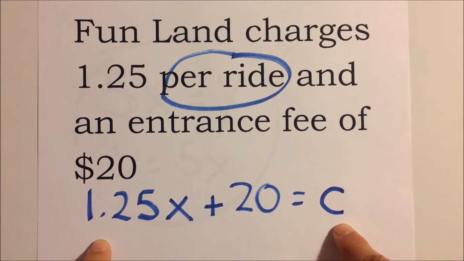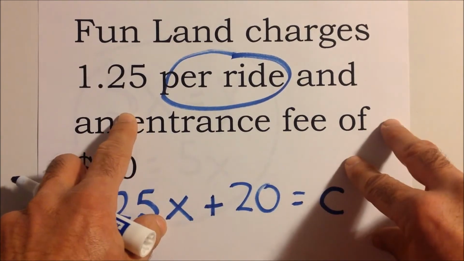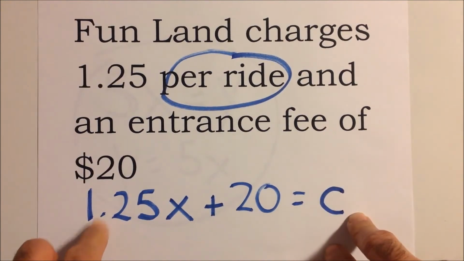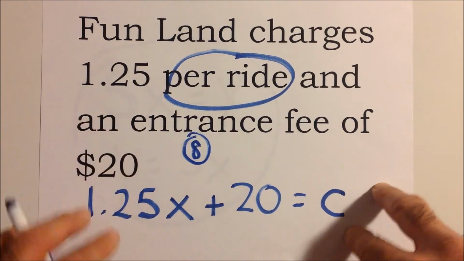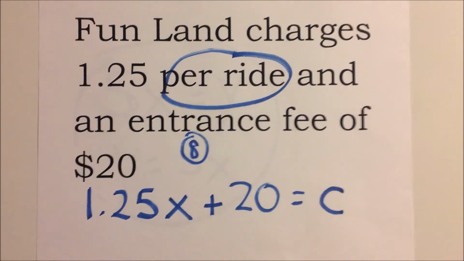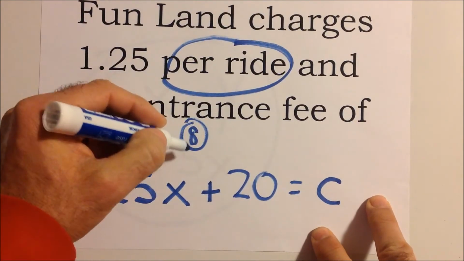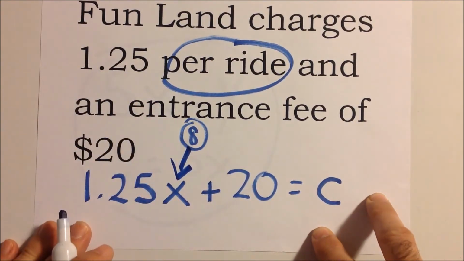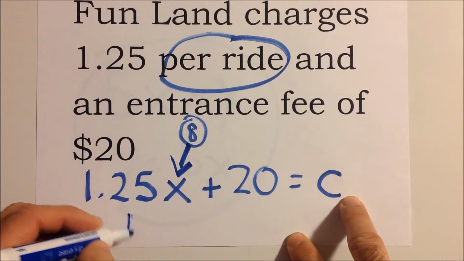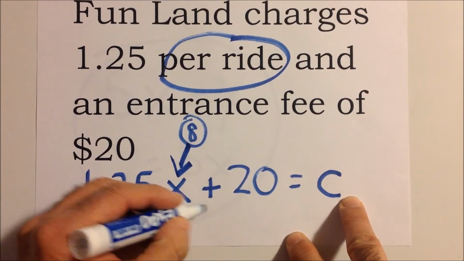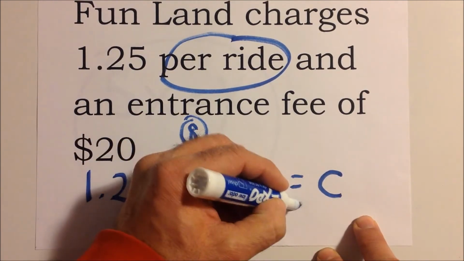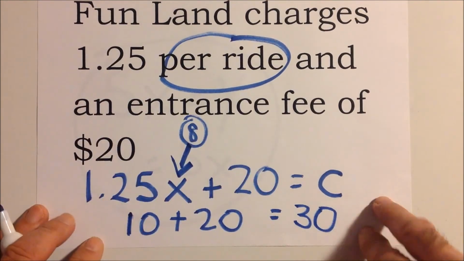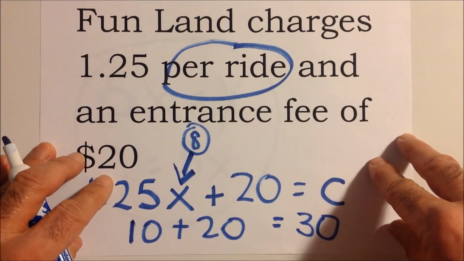So here's the equation. So let's say you go to Funland and you go on one ride. Well, it'll be $1.25 plus 20. What if you went on 8 rides? What would be the final cost? Okay, so if you went on 8 rides, just plug in 8 with the x. So $1.25 times 8 is 10. So don't forget the initial fee. When you walked into the park, you had to pay 20. So your total cost would be $30. Of course, this doesn't account for any food you bought.